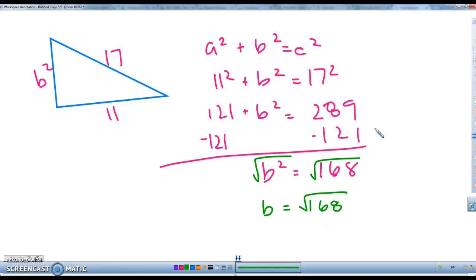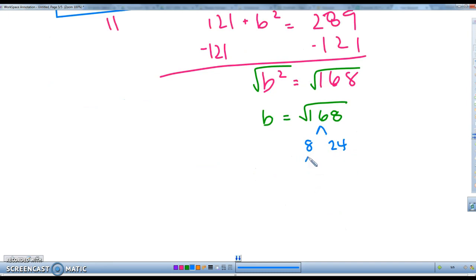So I can do a couple things here. What you would probably like to do is break down this number. So I'll say it's divisible by 8 and 21. Once I have the 8, that's 4 and 2. And that's 2 and 2. 21 is 7 and 3.